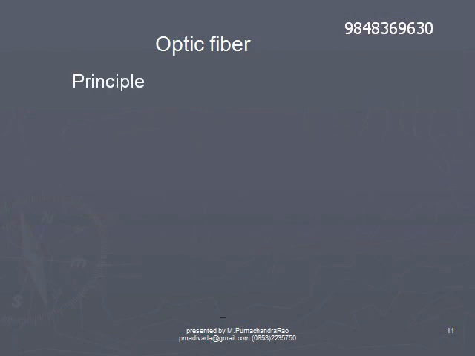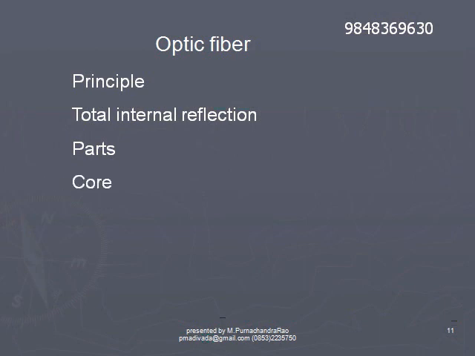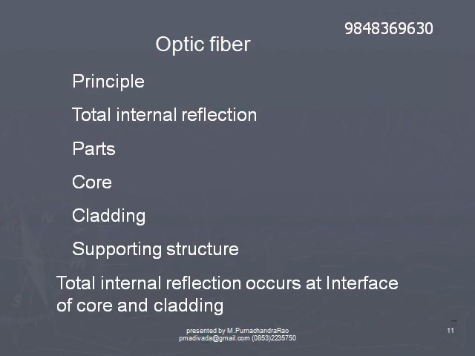Optic fiber. It is a thin wire through which light signals will be passed. It works on the principle of total internal reflection. The total internal reflection occurs at the interface of core and cladding.